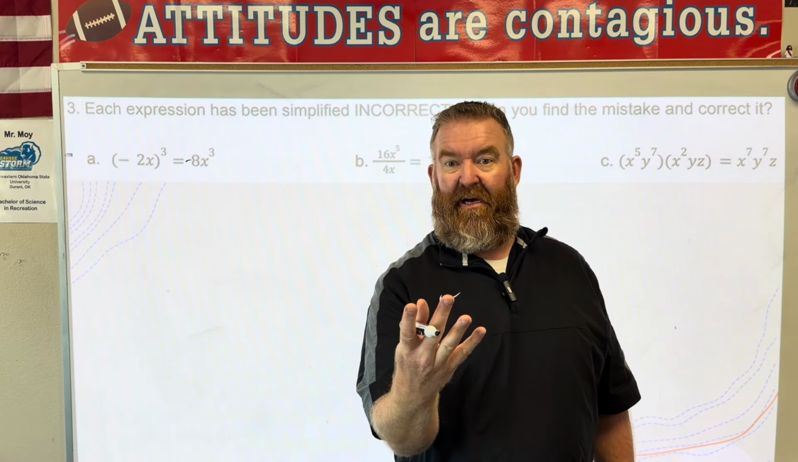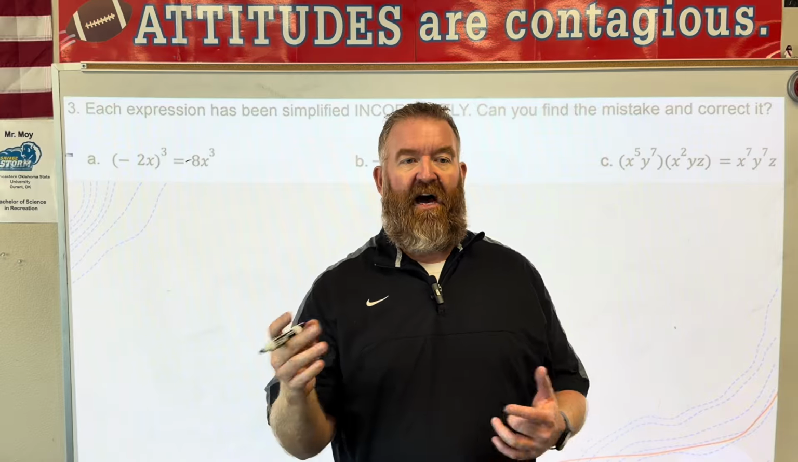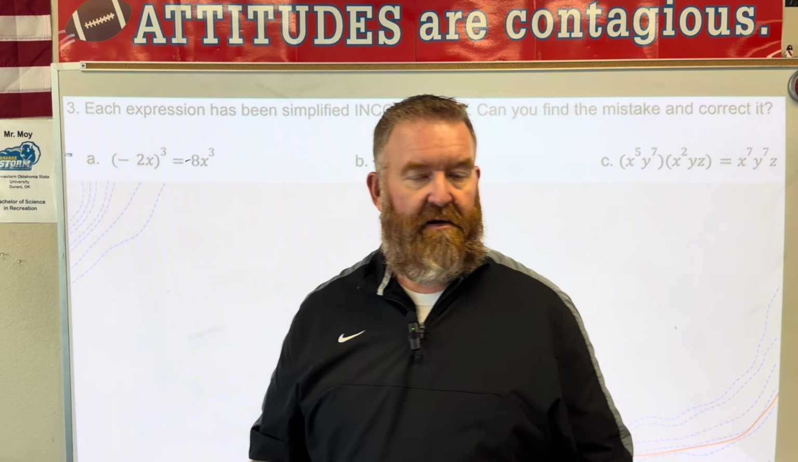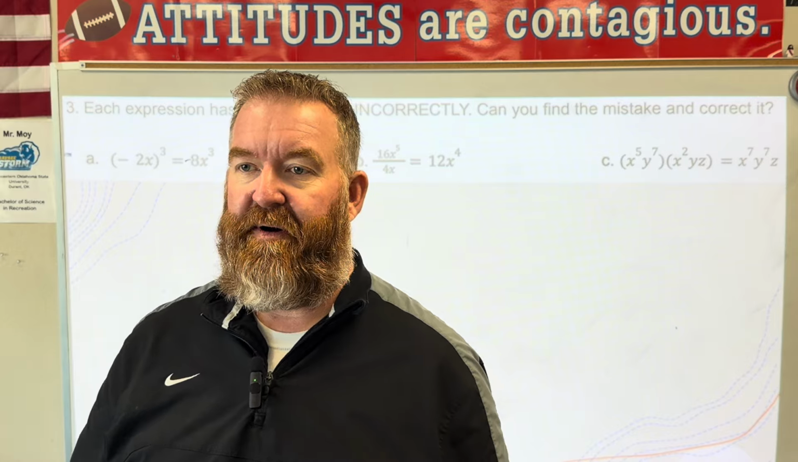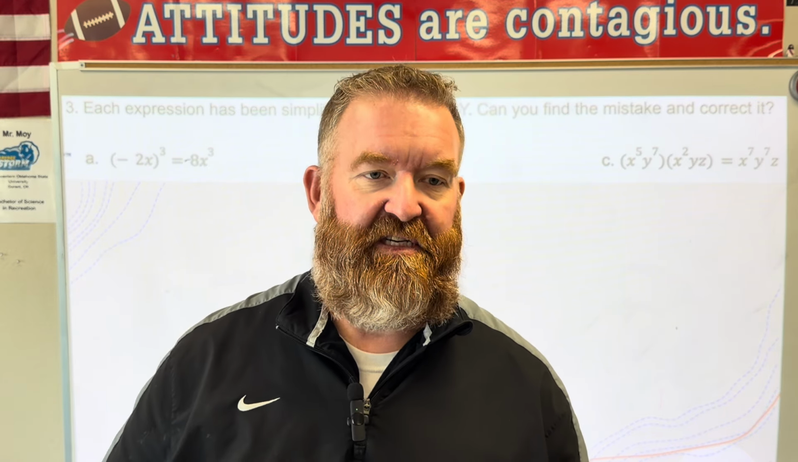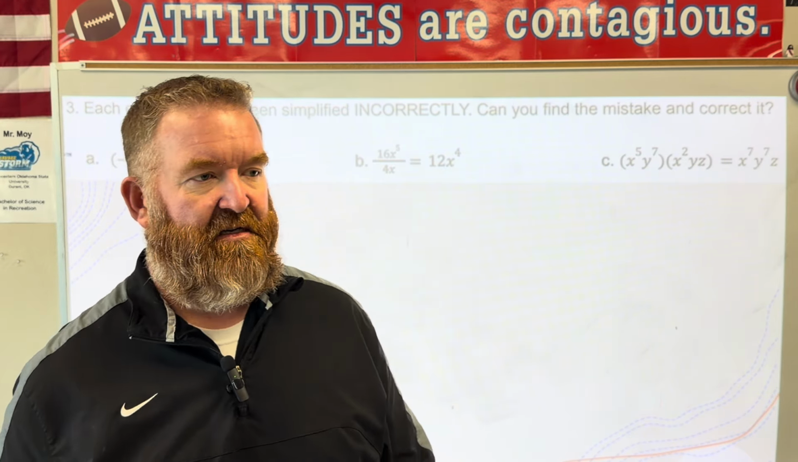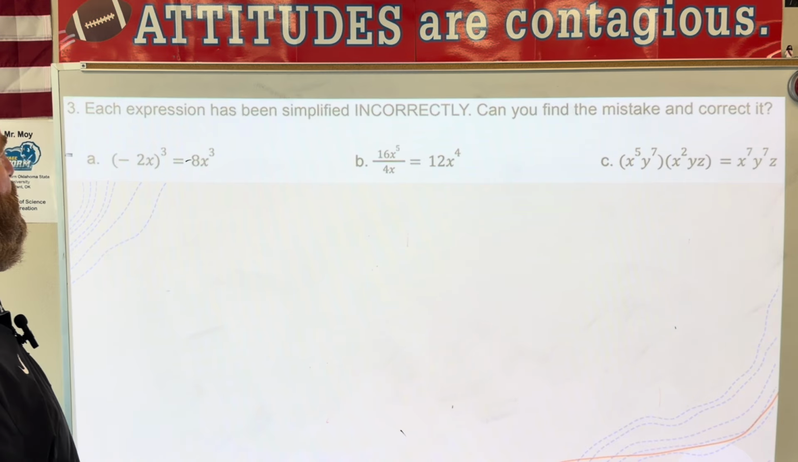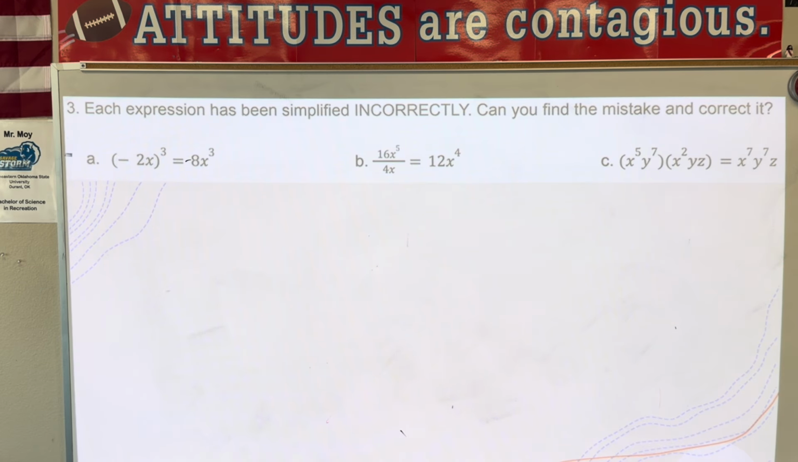So 4 negatives would be positive. 6 negatives would be positive. The odd numbers would be negative. Okay? Odds are negative. Evens are positive. If it's in parentheses. Okay? All right, let's go to B. What do you got?